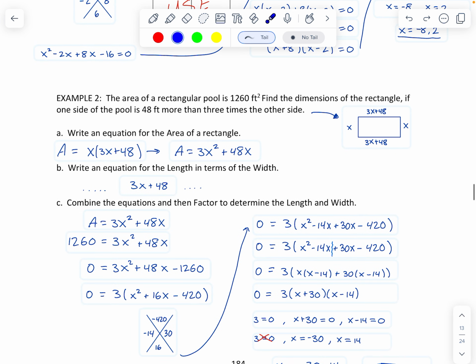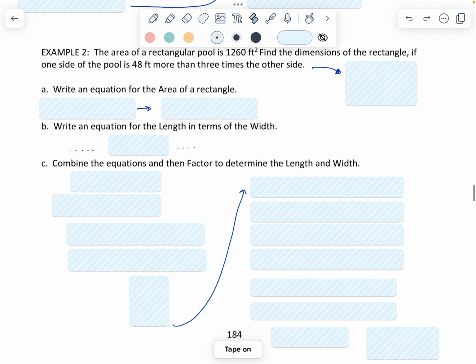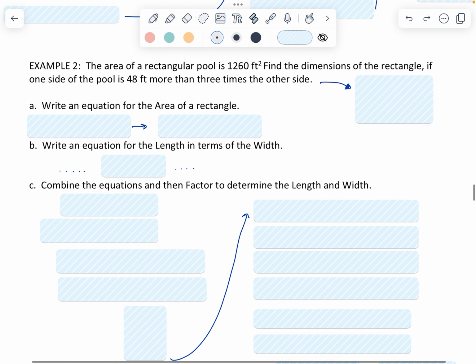Now, there is a word problem here that I would love for you to try, so please go ahead and go for it. We have to come up with the equations ourselves. This is one that we definitely struggled with in Unit 4.